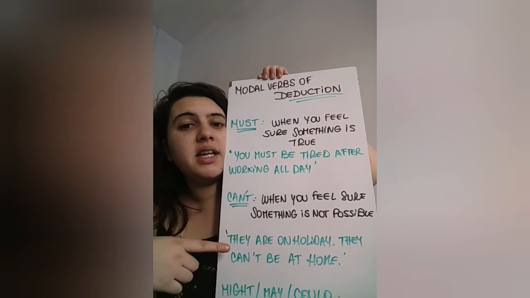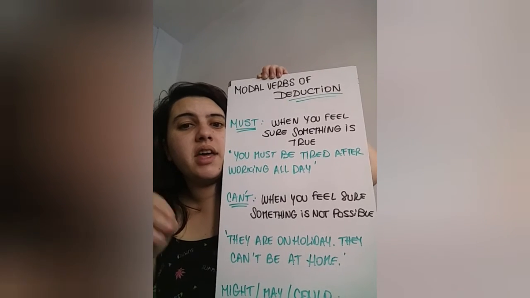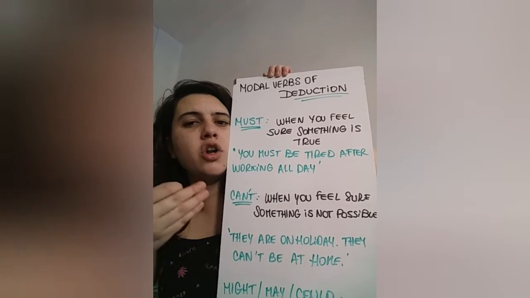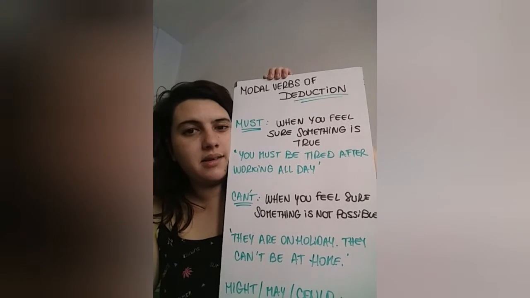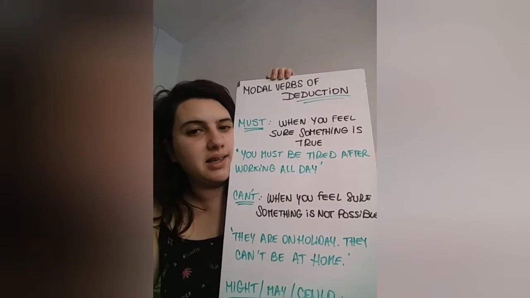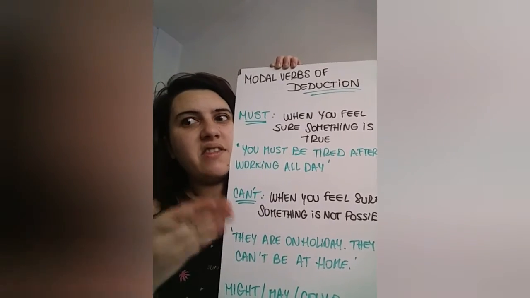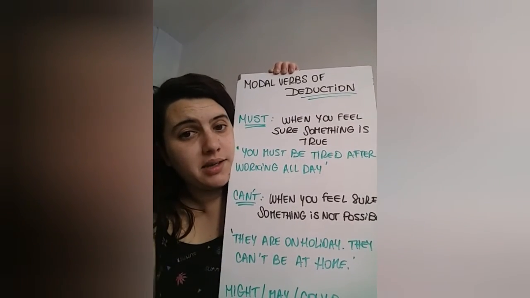For example, they are on holiday. They can't be at home. ¿Sí? Ellos están de vacaciones. No pueden estar en su casa. ¿Ok? No deben estar en su casa, más bien dicho. Es una deducción. ¿Sí? Como sé que están de vacaciones, no deben estar en su casa.